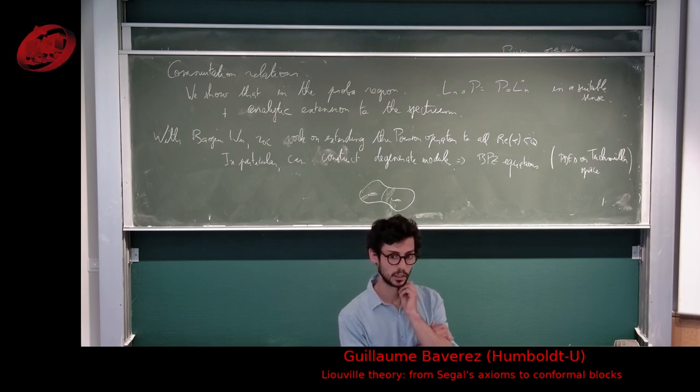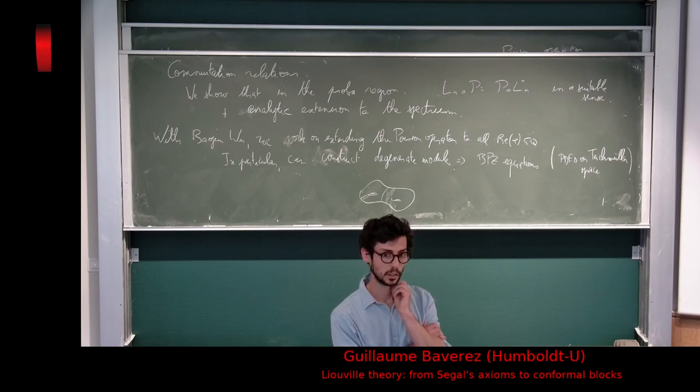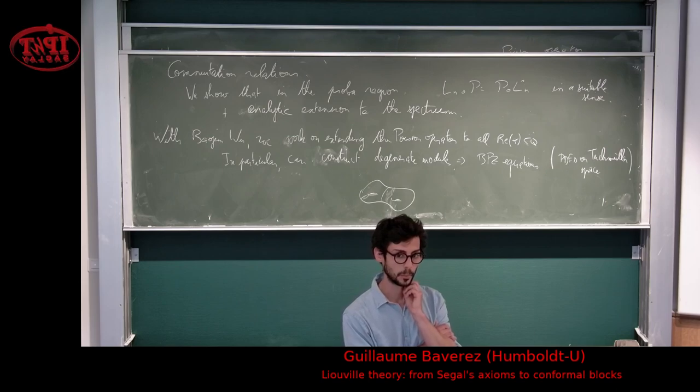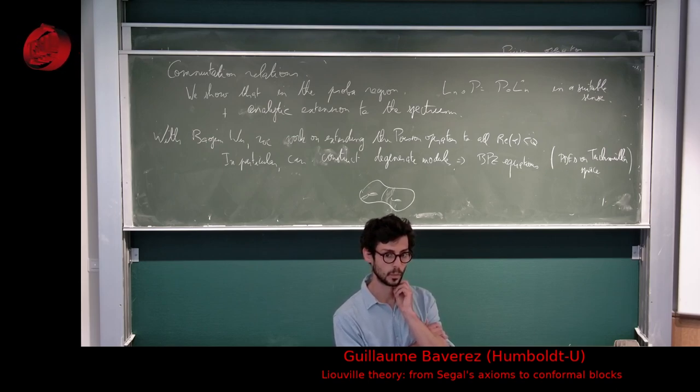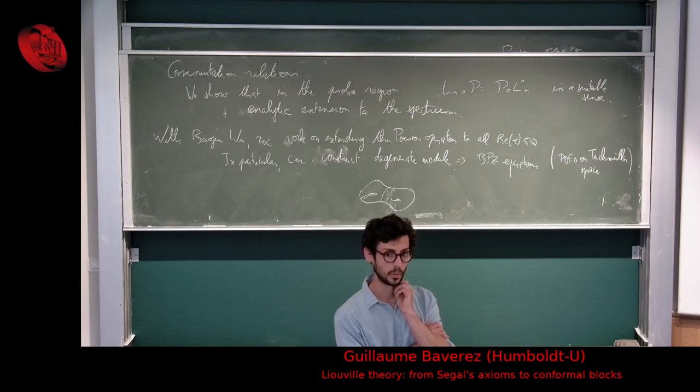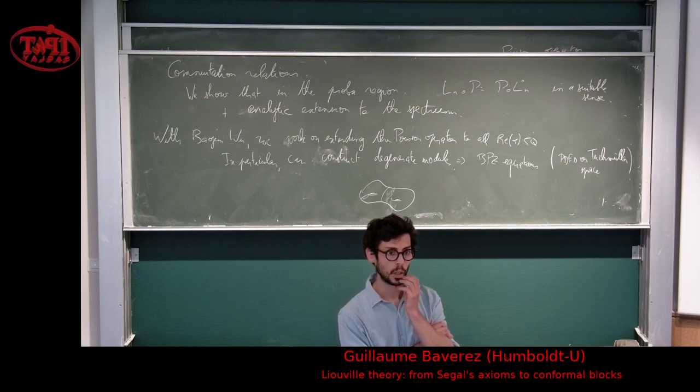You're decomposing correlation functions into conformal blocks. You have a rather different starting point from the probabilistic construction. So couldn't it lead to some other ways of computing correlation functions that may be easier, or at least different from conformal blocks?